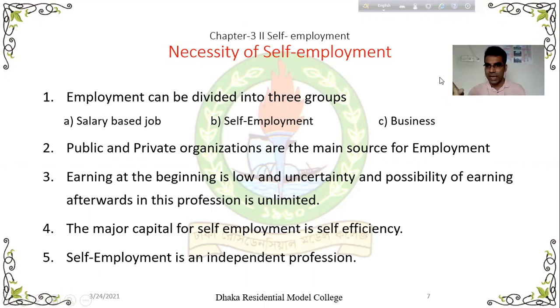কর্মসংস্থান বাংলায়, right? Employment can be divided into 3 groups. কর্মসংস্থানকে 3টি ভাগে ভাগ করা হয়েছে. What are they? Salary based job.